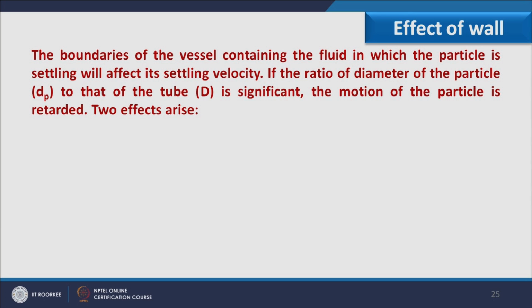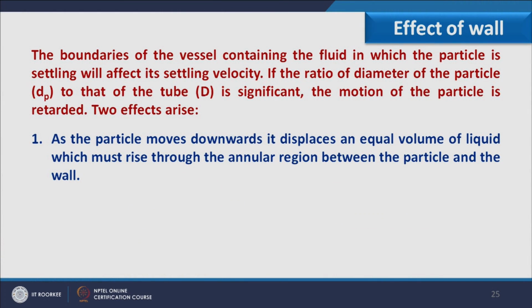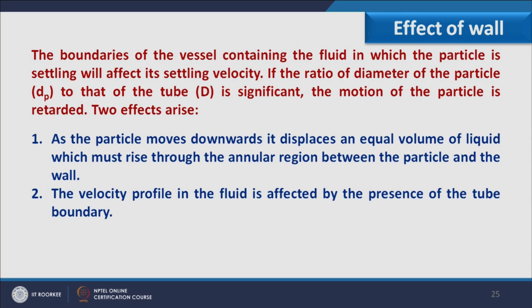Now, why is it retarded? It has two different effects. First, as the particle moves downward, it displaces an equal volume of liquid, which must rise through the annular region between the particle and the wall. And second, the velocity profile in the fluid is affected by the presence of the tube boundary. So, these are the two effects when a particle is falling in a smaller diameter cylinder or tube.